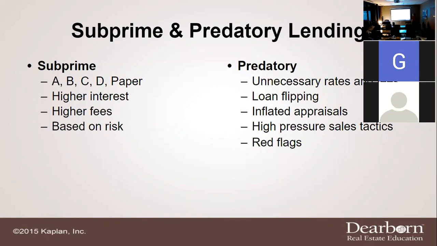So in subprime, these are often going to be loans for the people that have bad credit. The problem with these is they oftentimes have higher interest, extremely high fees, and they're also going to be based off of risk. They're also given a classification of either A, B, C, D, or paper. Okay? Again, not something that's beneficial. Now, when dealing with subprime, most national lenders are not going to touch these.